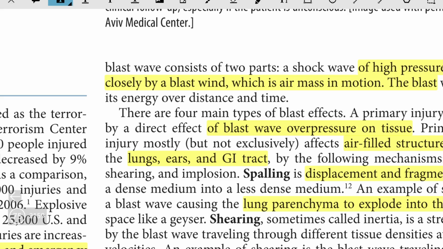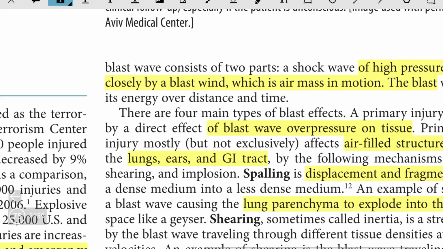Now coming to the blast effects. There are four main types of blast effects. A primary injury is caused by the direct effect of the blast wave overpressure on tissue. The primary blast injury mostly, but not exclusively, affects air-filled structures such as the lungs, ears, and GI tract by the following mechanisms: spalling, shearing, and implosion.